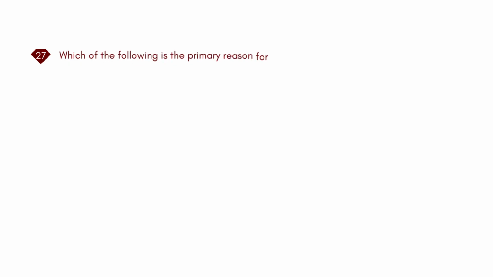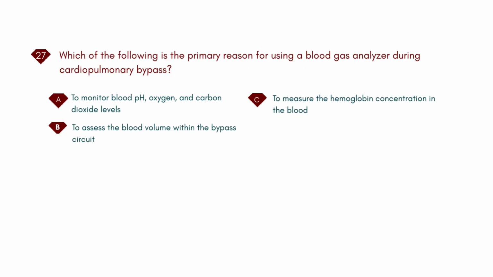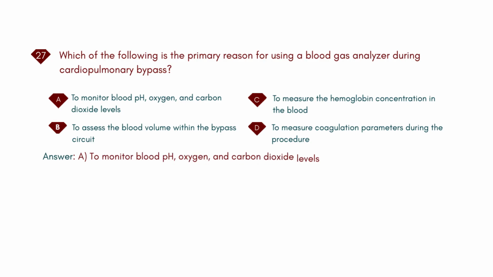Which of the following is the primary reason for using a blood gas analyzer during cardiopulmonary bypass? A. To monitor blood pH, oxygen, and carbon dioxide levels. B. To assess the blood volume within the bypass circuit. C. To measure the hemoglobin concentration in the blood. D. To measure coagulation parameters during the procedure. Answer: A. To monitor blood pH, oxygen, and carbon dioxide levels.